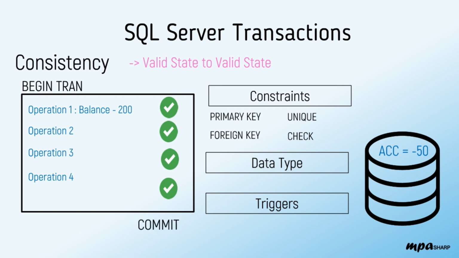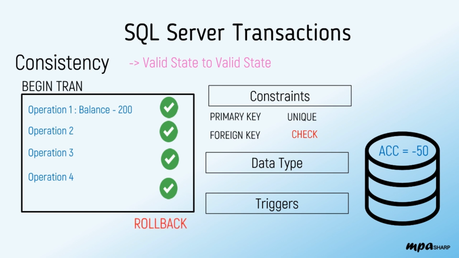When you try to commit the transaction, SQL Server checks all these constraints defined in the database, and data types and triggers. It sees that account A's balance is negative, which violates the check constraint. Because of the consistency and the constraint, the commit fails. So when the transaction tries to commit, because the check constraint failed, the whole transaction fails. So the transaction is automatically rolled back.